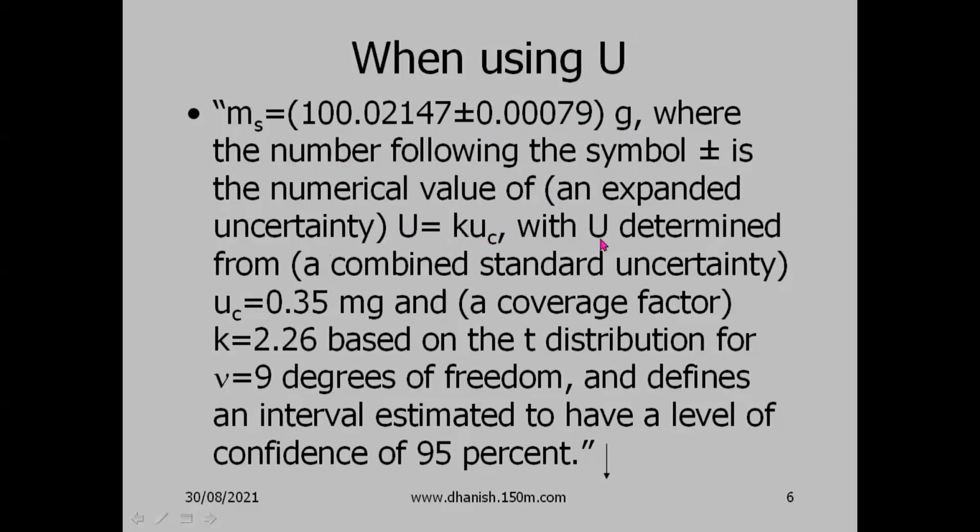With capital U, that is expanded uncertainty, determined from a combined standard uncertainty uc equal to 0.35 milligram and a coverage factor k equal to 2.26 based on the t degrees of freedom. So this must be the effective t degrees of freedom using the Welch-Satterthwaite formula. So based on that, nu equal to 9, you get the coverage factor as 2.26, then you multiply 2.26 by uc and get this 0.0079.